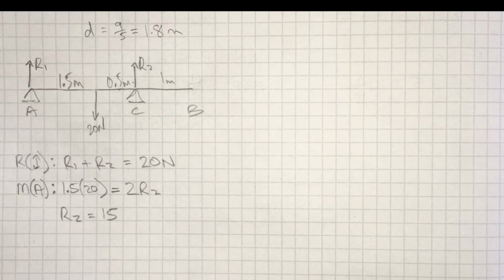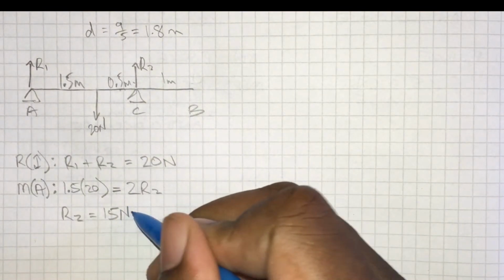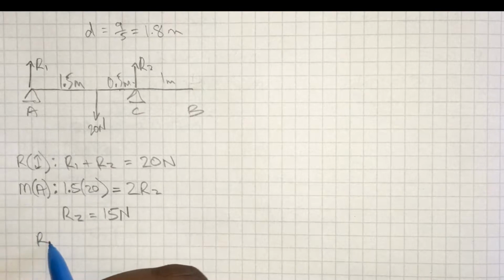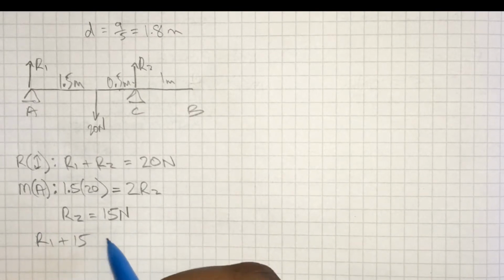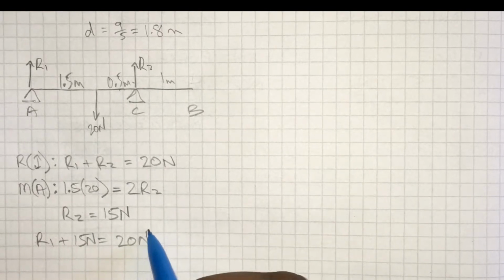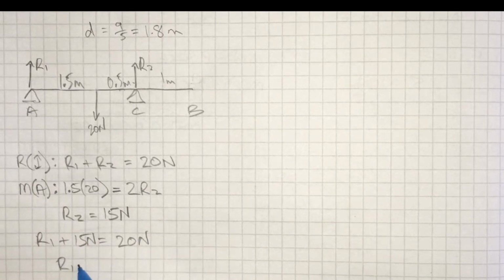And if I know R2, going back to my original equation from resolving forces, I can quite quickly deduce that R1 must be 5 newtons. And there we go, we've found the magnitude of those two reaction forces. Resolving vertically and taking moments is always the strategy.